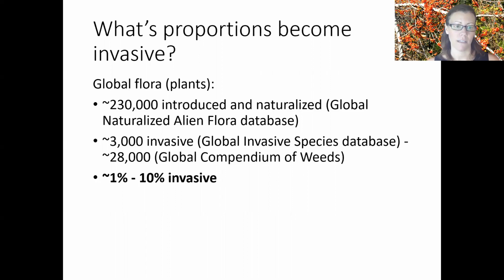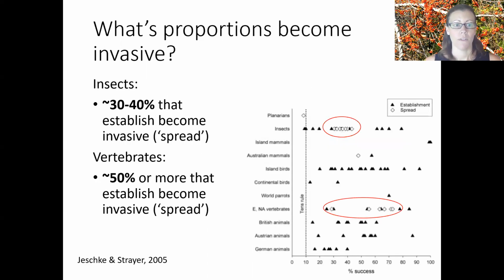If you look at insects and vertebrates, those proportions are probably a little bit higher. So this is a graph from a paper from 2005 that looked at the success of both species establishment if they were introduced, as well as their successive spread once they were established. And these were all mostly vertebrate species, but also insects moved between North America and Europe.